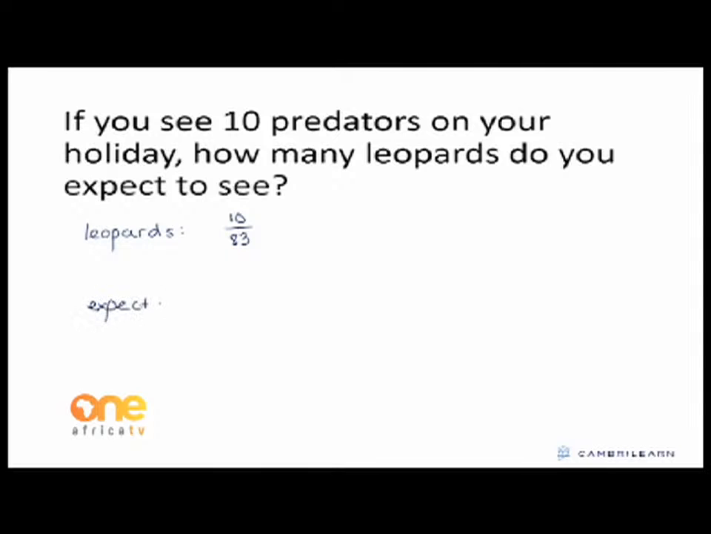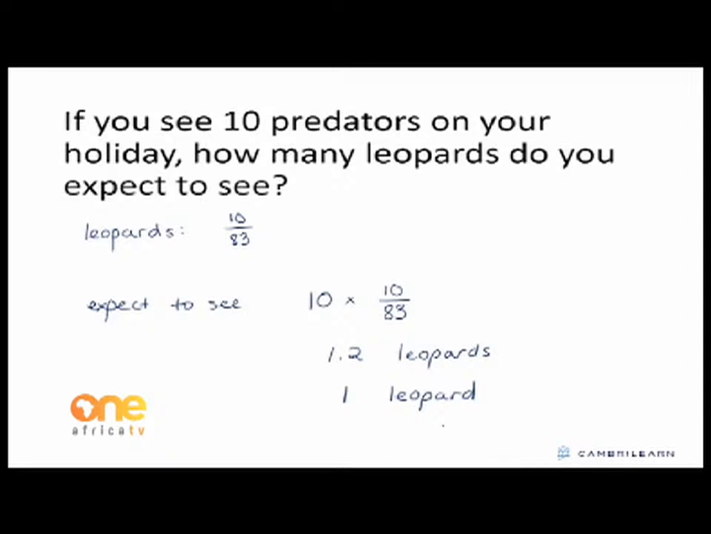So, we expect to see our 10 predators times our fraction that we would expect to be leopards. This makes 1.2 leopards, which is highly unlikely. I don't think you're going to see a leopard legging it down the road. So, you would expect to see 1 leopard.